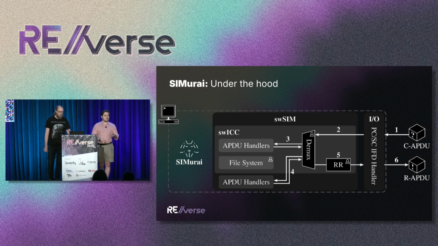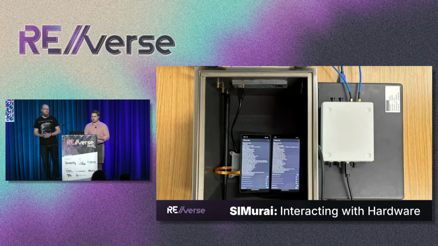And you can also see here that we have special APDU handlers just for the software SIM side of things, because there are certain things that we have to handle in a very special SIM way. And then it flows back, and you can do some rewriting on the RR block to rewrite the message that comes back, so the response.